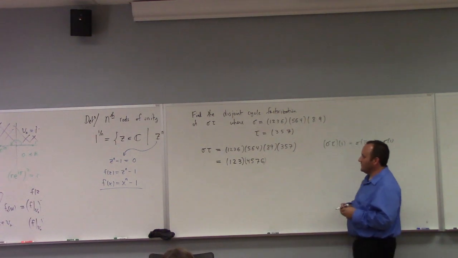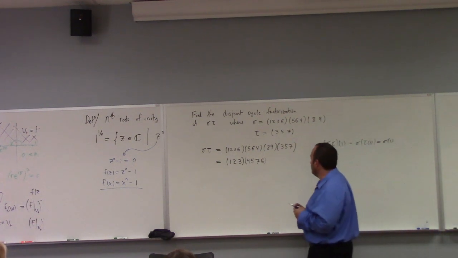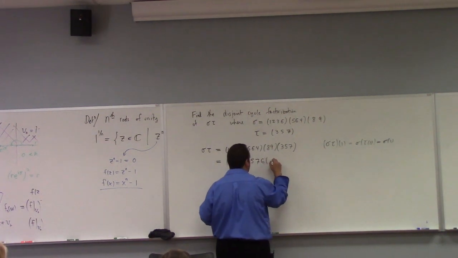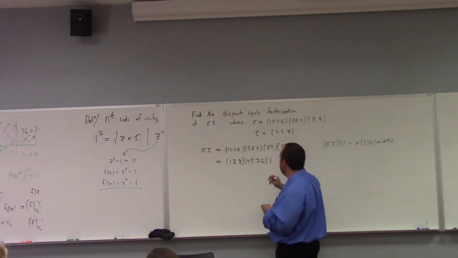Are there any other numbers that have, 9, right? 8. Okay, fine. Weirdos. I'll do 8 first. All right, so 8 goes nowhere. 8 goes to 9.